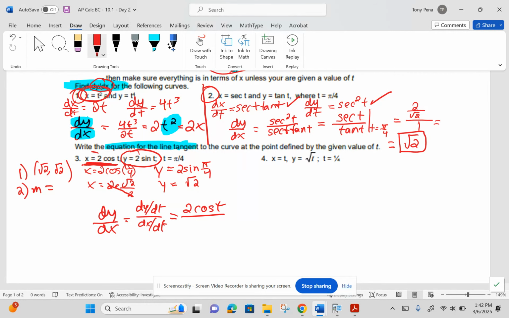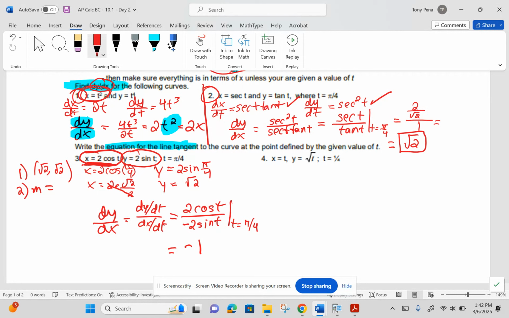The bottom is the derivative of x. Here is the x equation. So that should be a negative 2 sine of t. And then you're going to evaluate that at pi over 4. Okay. All right. 2 divided by negative 2 is a negative 1.